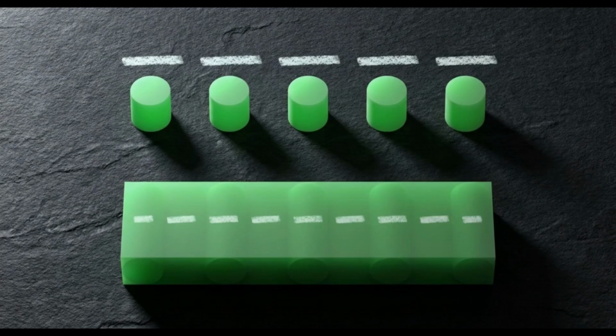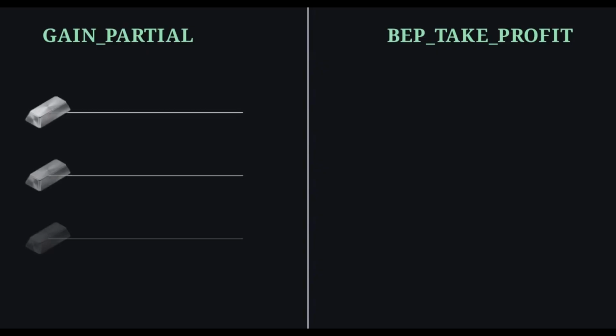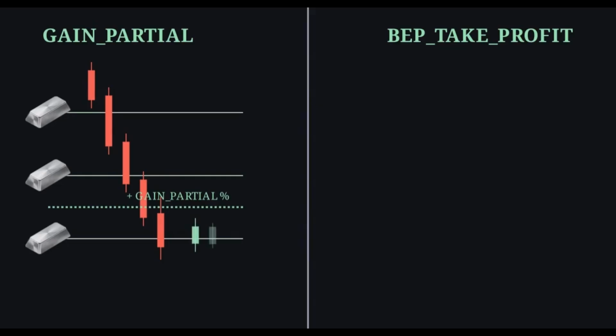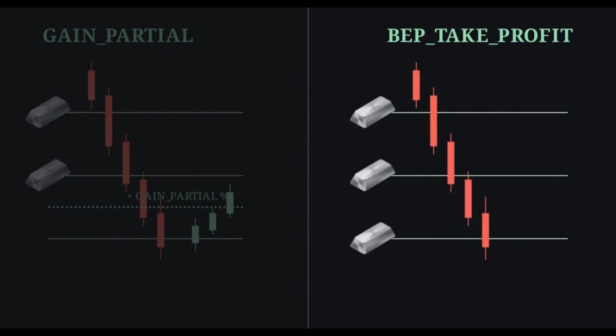2 separate mathematical tracking functions run simultaneously to close positions, operating as dual vector exit protocols. This split screen illustrates both factors. On the left, gain partial is the per-order mechanism. When price crosses an order's entry plus the percentage, the system executes a take-profit sell for that individual order only, isolating specific entries. On the right, BEP take-profit is the whole position override.